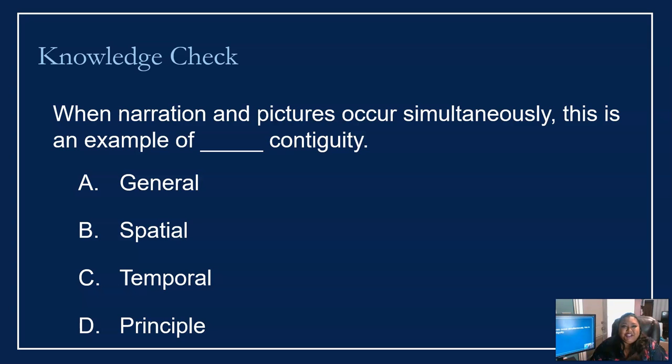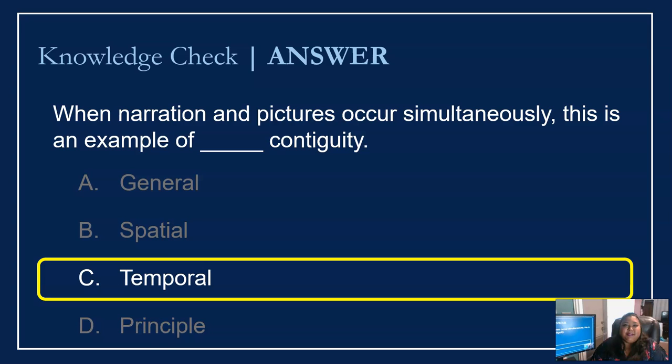We have a second question here for you. When narration and pictures occur simultaneously, this is an example of what kind of contiguity? Is it general, spatial, temporal, or principal? The correct answer is C, temporal. When narration and pictures occur simultaneously, this is an example of temporal contiguity.